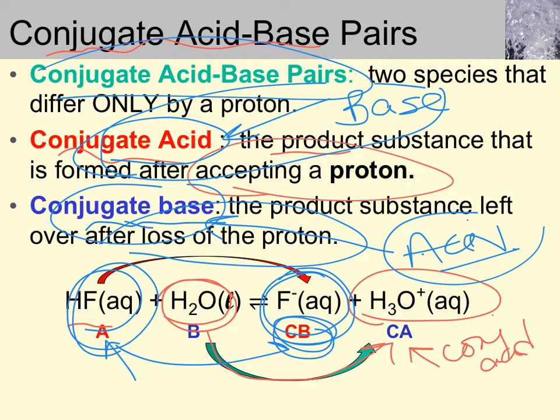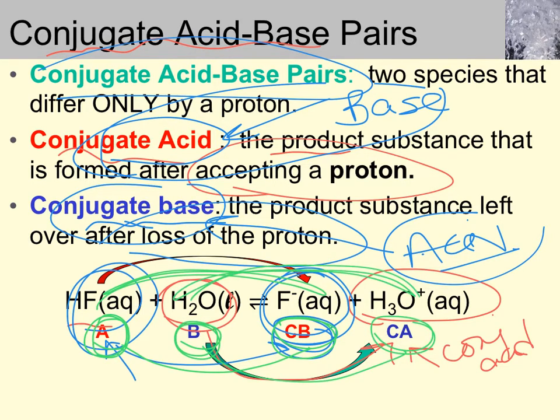Okay? So now you might be asked, what are the conjugate acid-base pairs in this reaction? So you want to connect the things that came from each other. So here's the acid, which goes with the conjugate base. Okay, they obviously come from each other. They both have the fluorine. And the base forms the conjugate acid. They're obviously associated with each other. There are two conjugate acid-base pairs in any acid-base reaction.